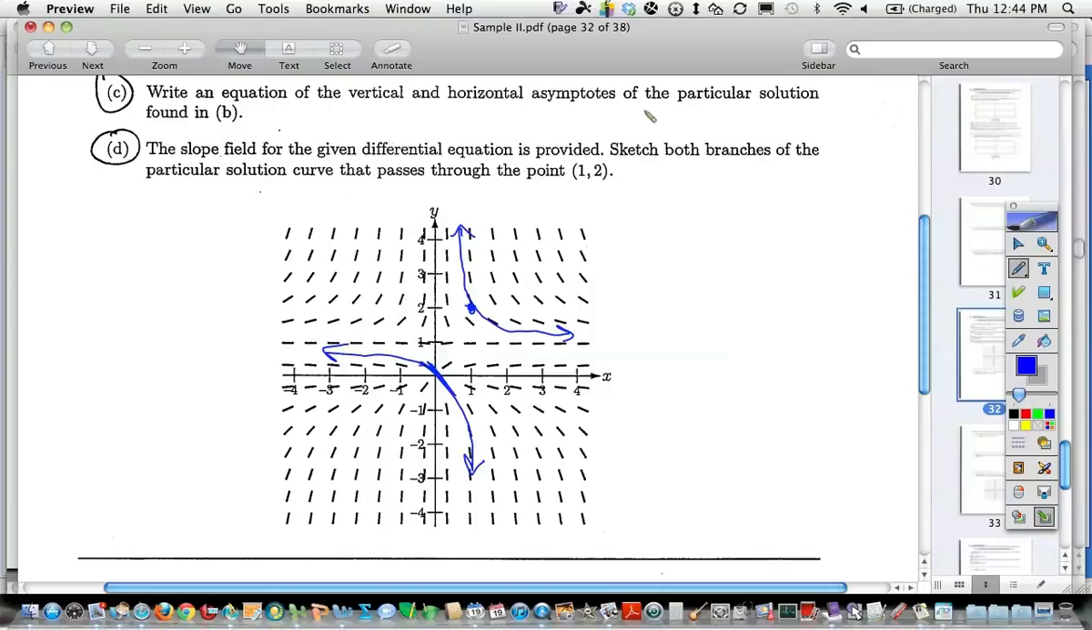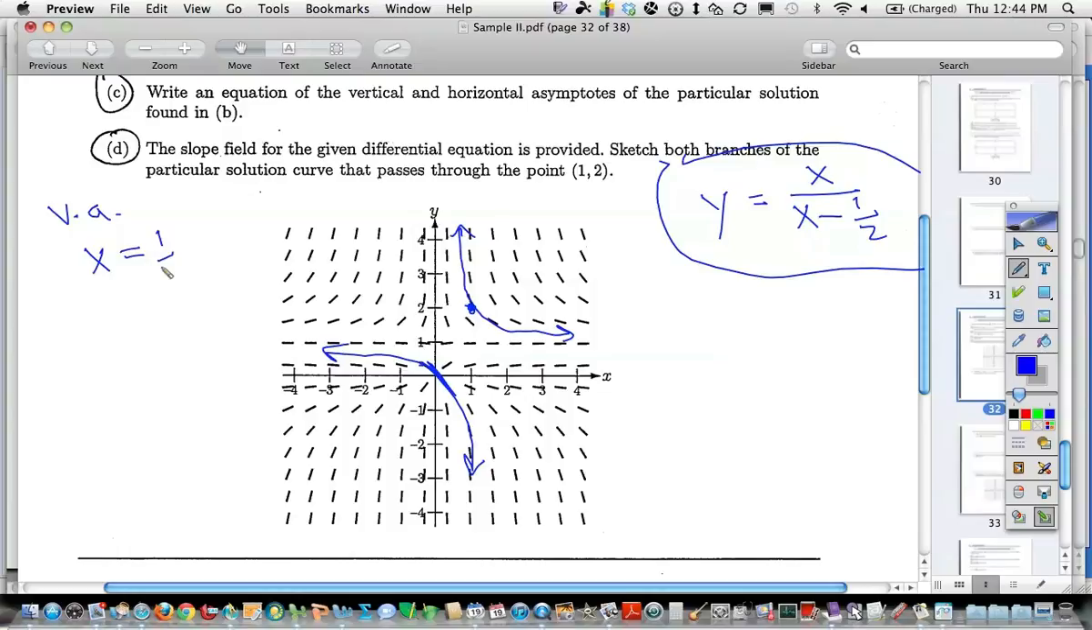Okay, now it says write an equation of the vertical and horizontal asymptotes. This is another really key thing where we pull on stuff we've learned before. Okay, the solution equation in part B was y equals, help me out here, x over x minus 1/2. Okay, that's our solution that we've just graphed. I've already graphed it in part B. How do you look for a vertical asymptote? Where the bottom is 0, where the bottom is undefined, right? That's a vertical asymptote. Well, that would be when x equals 1/2. Sure enough, look at here. That's off a little bit. But I've got a vertical asymptote there at 1/2.